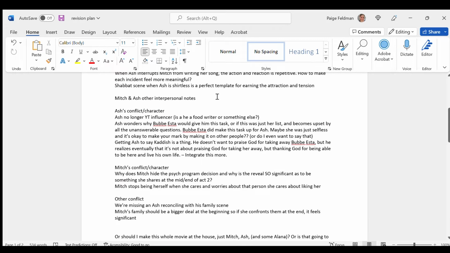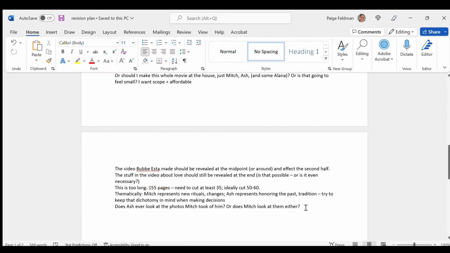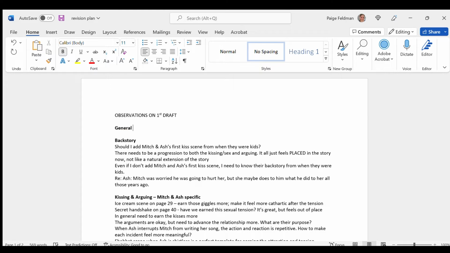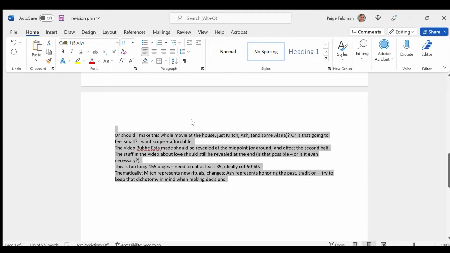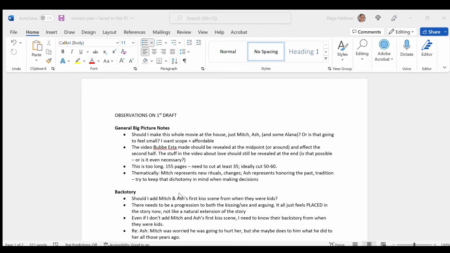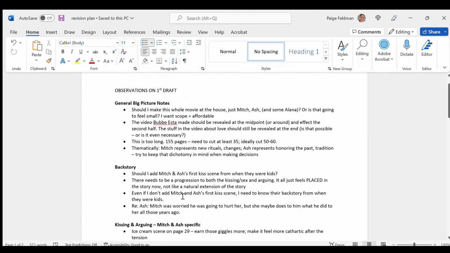So then I'm left with Mitch and Ash's interpersonal conflicts with people other than each other, which is only about 10% of the movie regardless. It's in those framing scenes I talked about. And finally, I have overarching notes about structural changes, the length, the themes, and basically other big picture stuff. Okay, everything is categorized, but all that does is make this giant list a little easier to swallow.